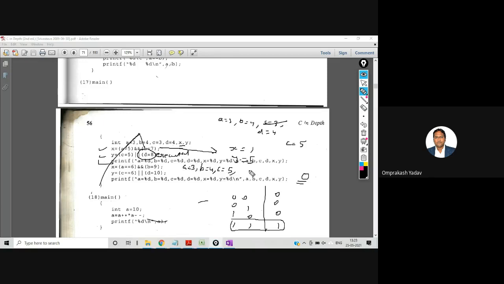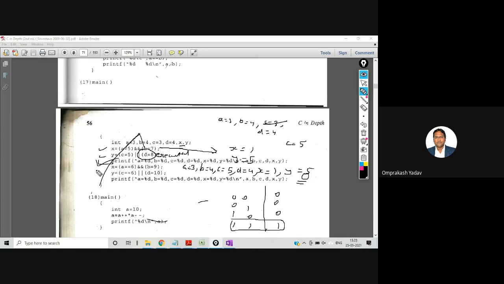So b we are having 4, c we are having 5, then d. So d is what? 4. d is 4. Then x. x we are having how much? 1. And y, just now we wrote here, y is equal to 5. Okay, this is this line. I hope all of you have understood this concept.